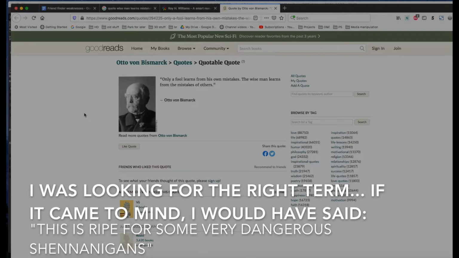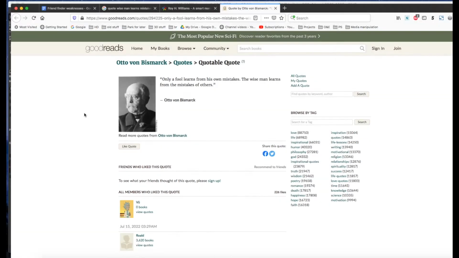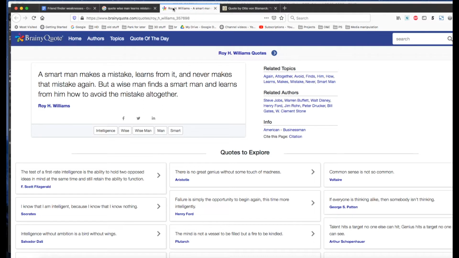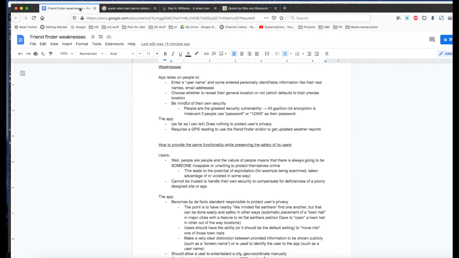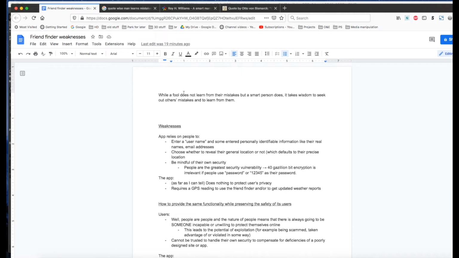And so I'm going to start off with a few quotes that I've thought of along the way. Otto von Bismarck has stated, "Only a fool learns from his own mistakes. The wise man learns from the mistakes of others." There was a version of that, and I'm going to get to that in a minute, but somebody else has said, "A smart person makes a mistake, learns from it, and never makes that mistake again. But a wise man finds a smart man and learns from him how to avoid the mistake altogether." And the quote that I remembered from a long time ago went something like this: "A fool doesn't learn from their own mistakes. A smart person learns from their mistakes, but a wise person learns from the mistakes of others."